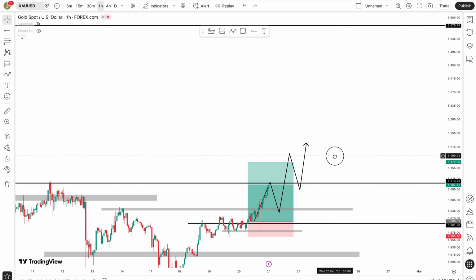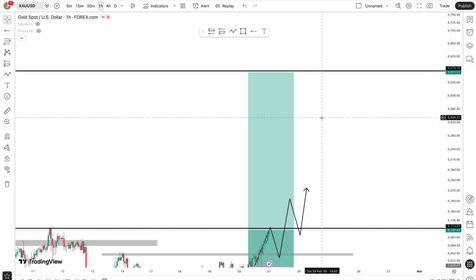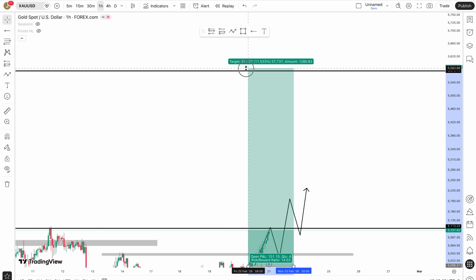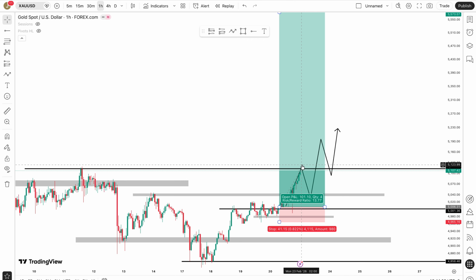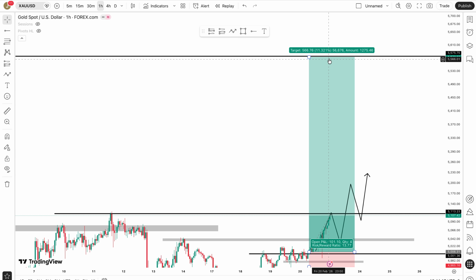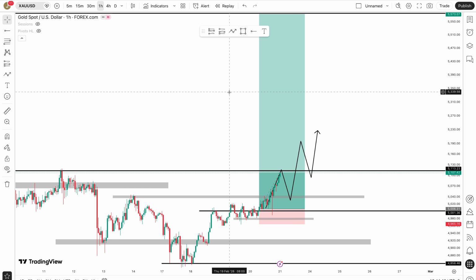And if it does something like this, I'm going to be holding this trade all the way back up to the all-time highs. If price ends up coming to this zone, selling off and creating a higher low, then comes back up and breaks back above this zone, I'm going to be holding this trade all the way back up to the all-time highs, which is this black line that we have up here. So that's what I'm looking for next week.